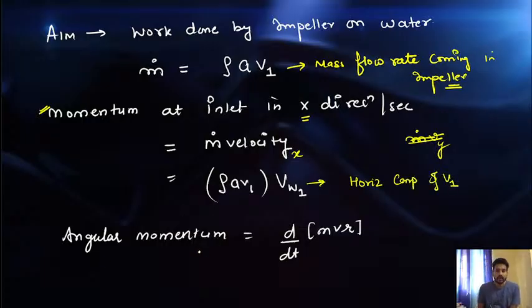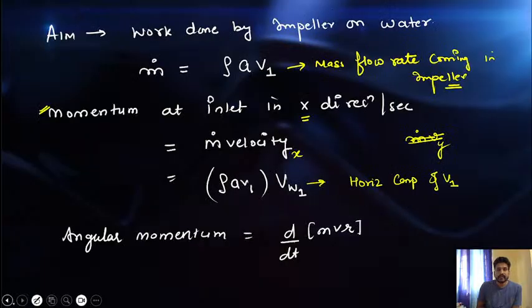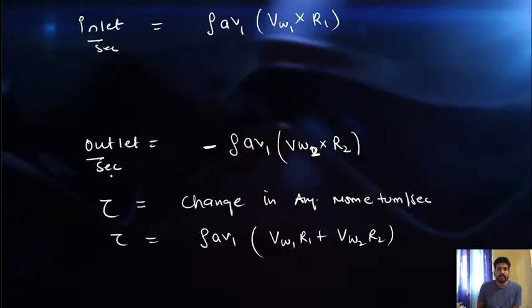Okay. Now what is the angular momentum? What is the rate of angular momentum? It is d upon dt. This is basically the rate, and MVR is my angular momentum, right? Okay, so now this is my angular momentum. So the rate of angular momentum at the inlet, what will it be?